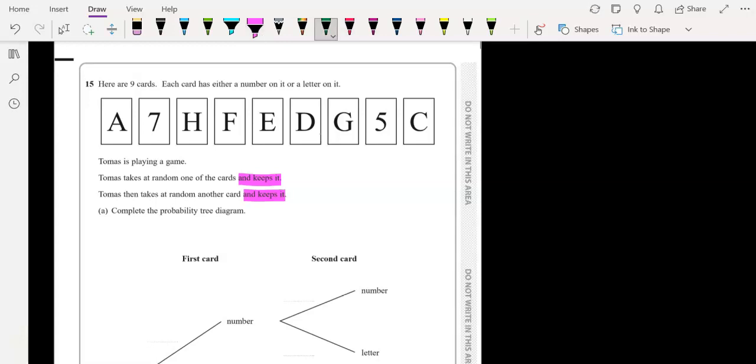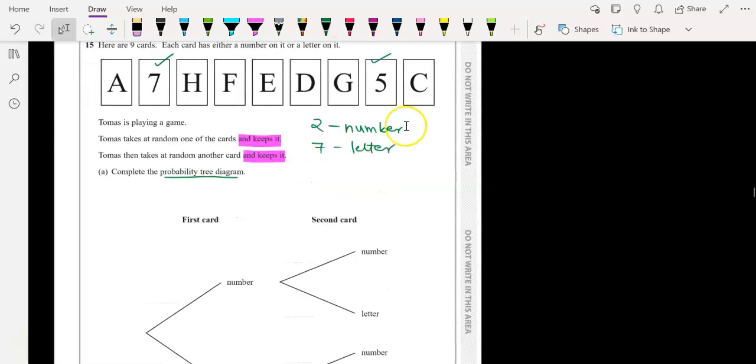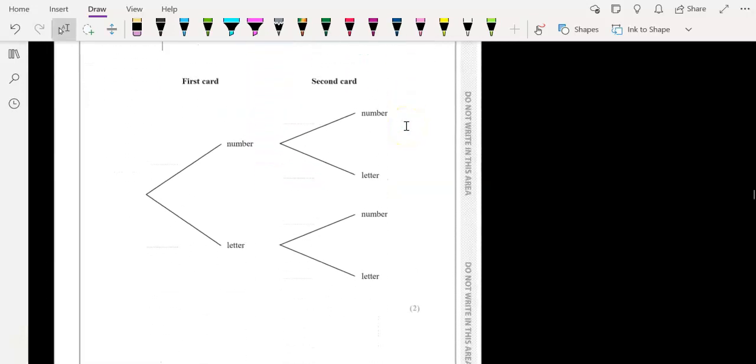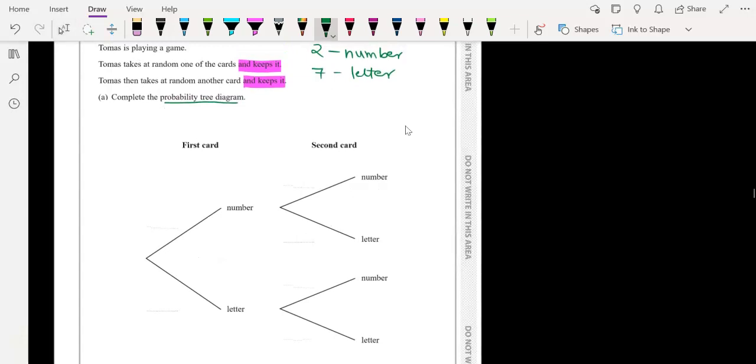Now out of 9, there are 2 cards which are numbered. So we have 2 cards which are number cards and the remaining 7 are letter cards. Based on this information, we need to complete the probability tree diagram. So since we have only 2 number cards, the probability of a number will be 2 out of 9, whereas the probability of the letter is 7 out of 9.